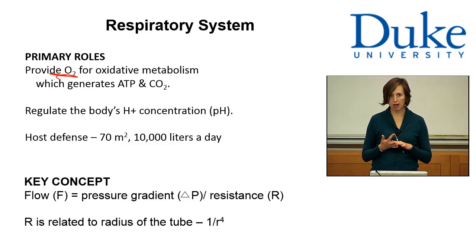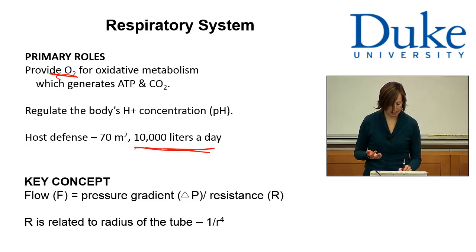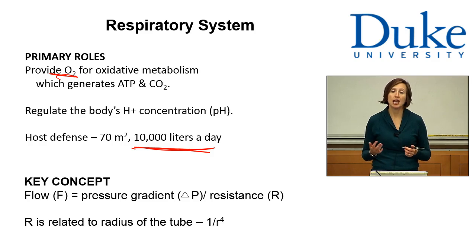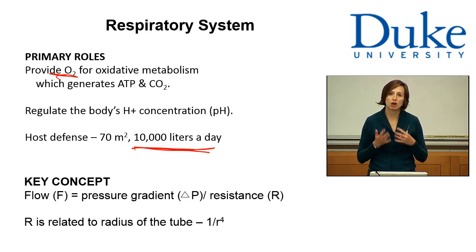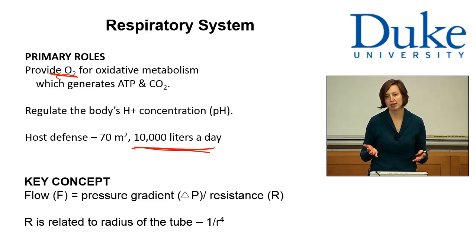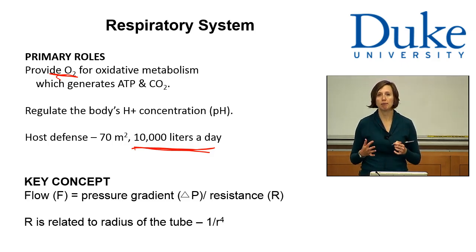And then also keep in mind that because we are bringing in so many liters of air a day, roughly 10,000 liters a day, and our lungs have such a large surface area, this is a major site of concern for our defense system, for our immune system. And so the respiratory system is going to have certain strategies that it uses to protect itself from pathogens. That's something we're not really going to focus on, but keep in mind that it is an important factor that the respiratory system has to keep in mind.